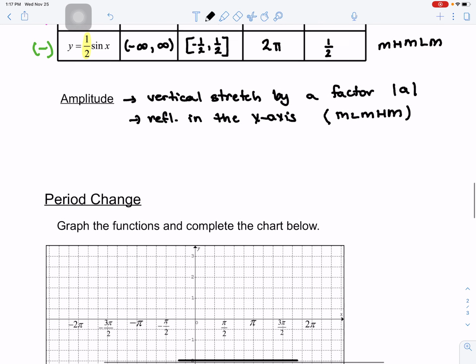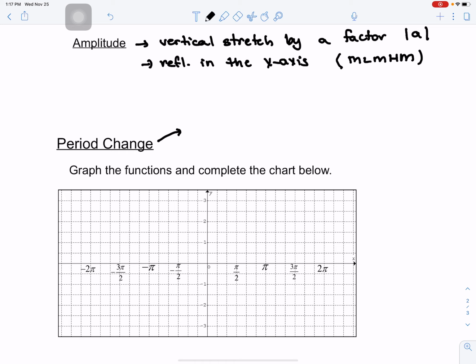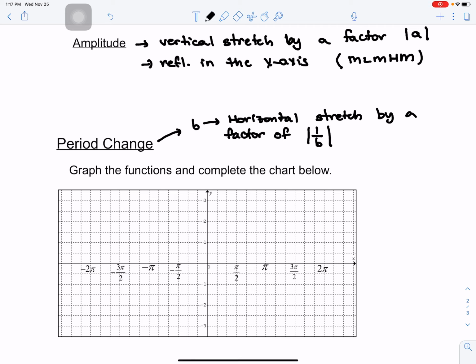Now, when I'm doing a change in period, this is a change in my b value. So this is like your horizontal stretch by a factor of b. Now I said b, but I meant 1 over b. And again, we don't read the b value as being negative. If there's a negative, we would refer to a reflection in the y-axis.